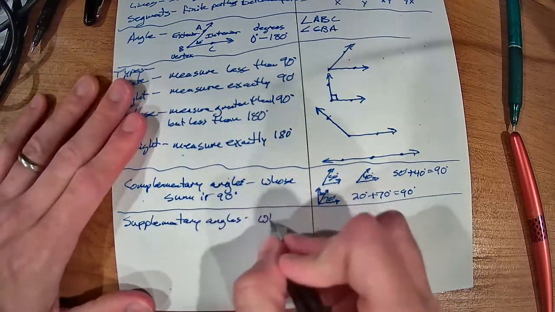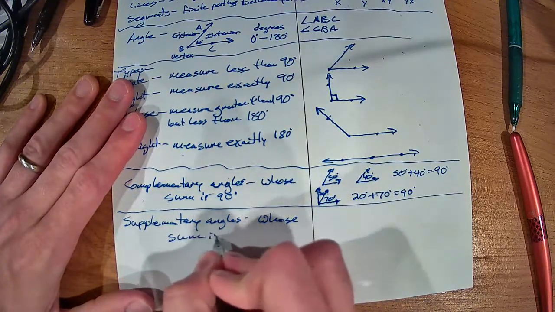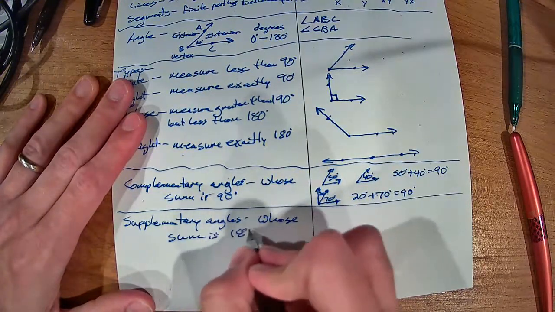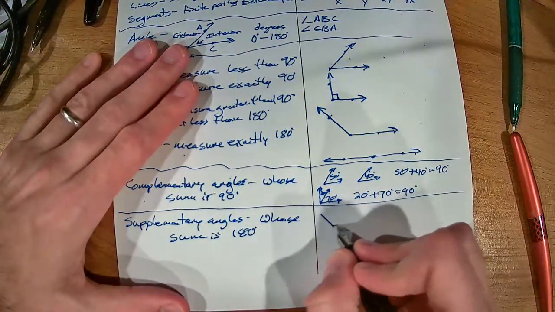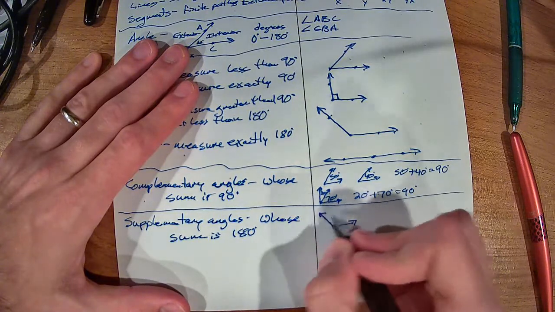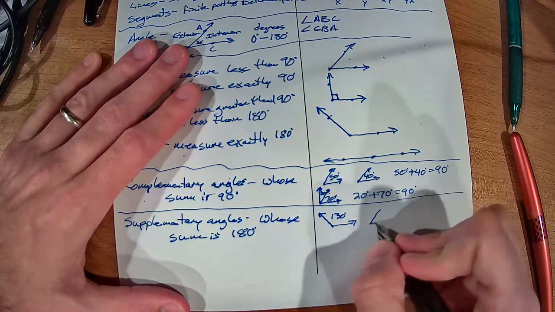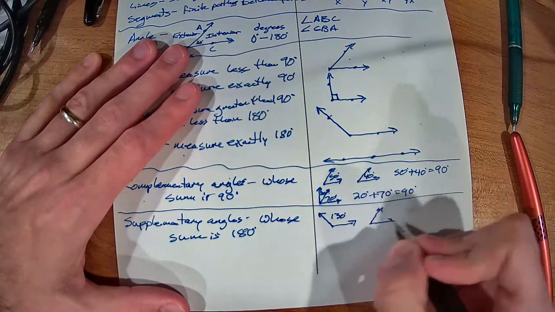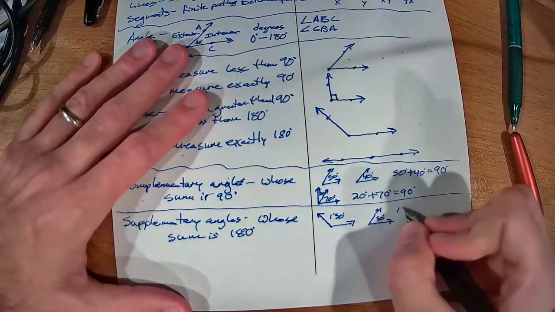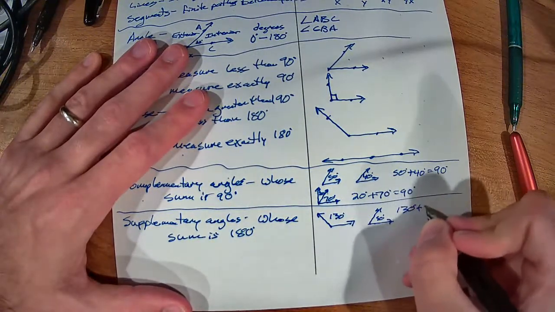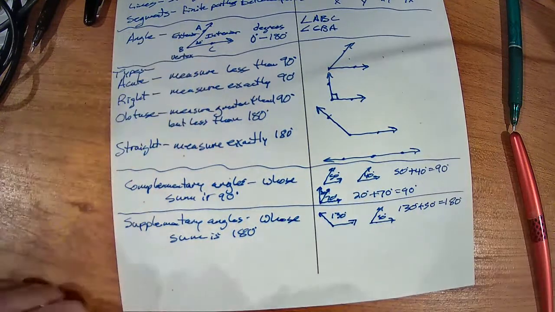And these are angles whose sum is 180 degrees. So for example, maybe we've got an angle like this, and maybe it's 130 degrees. And then we got an angle maybe, I don't know, like that, and it is 50 degrees. And then obviously 130 degrees added to 50 degrees is 180 degrees.